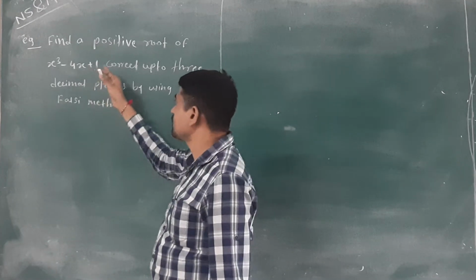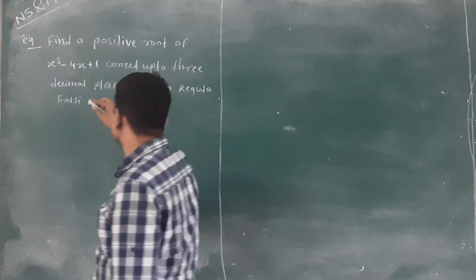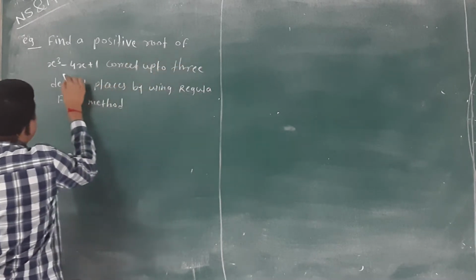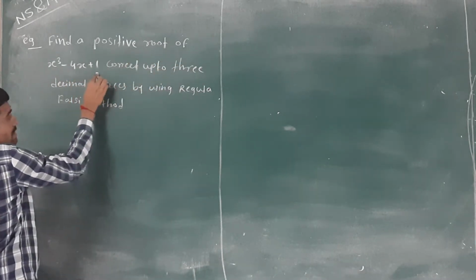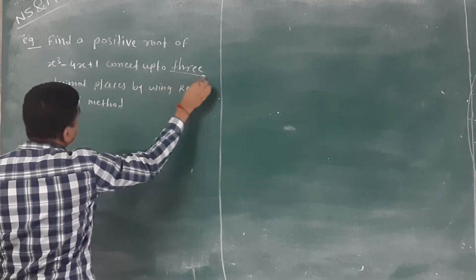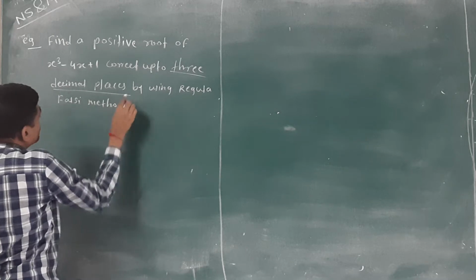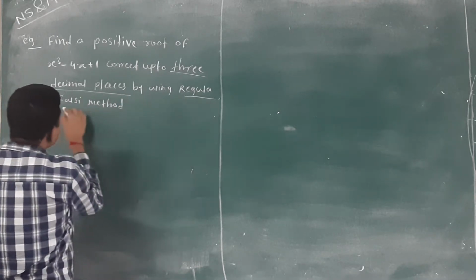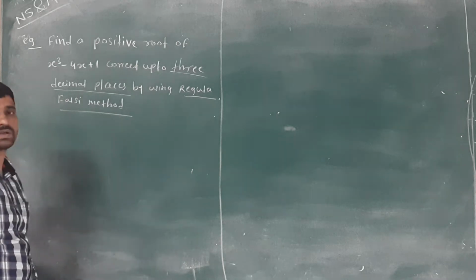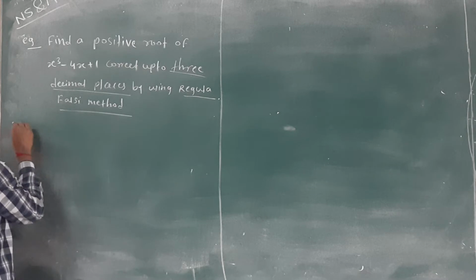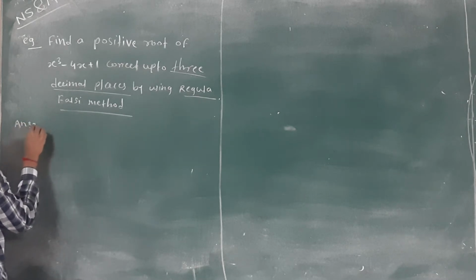I have taken one numerical here. We want to find a positive root of x cube minus 4x plus 1, correct up to 3 decimal places, by using the regula falsi method. And how to solve this? I will write the answer here.